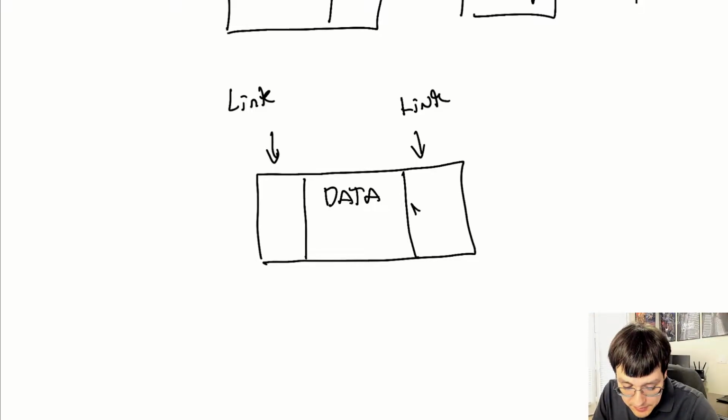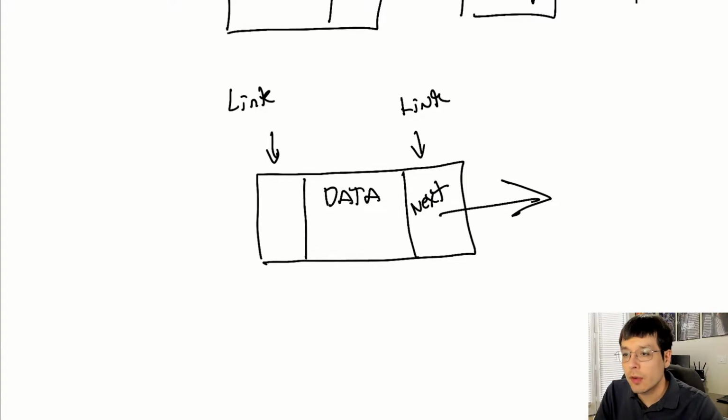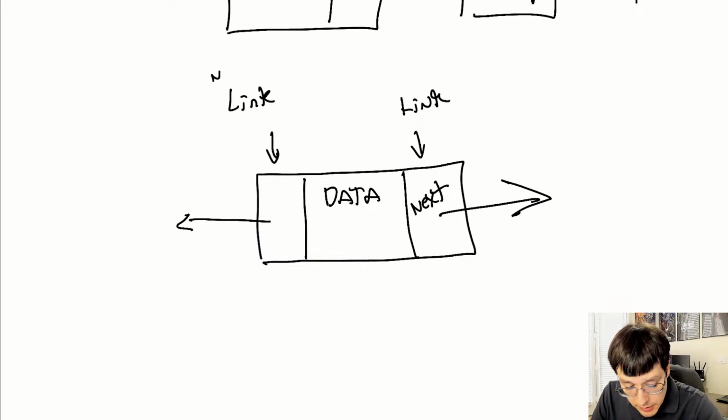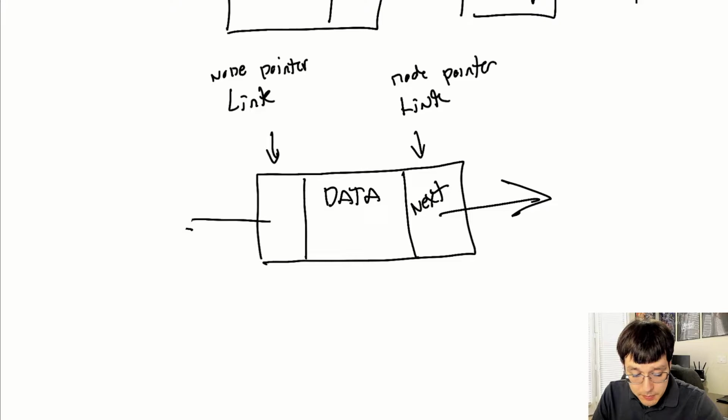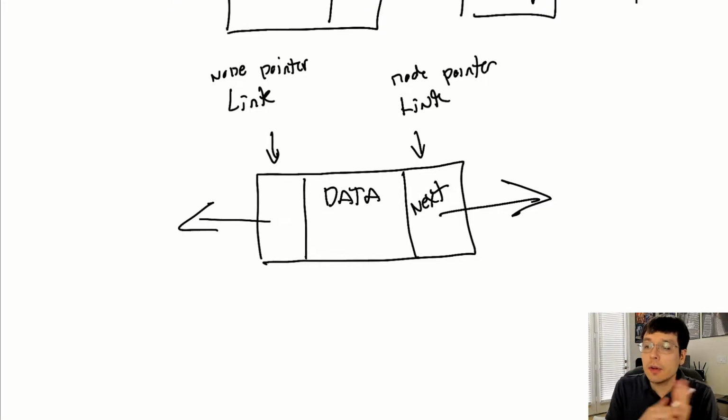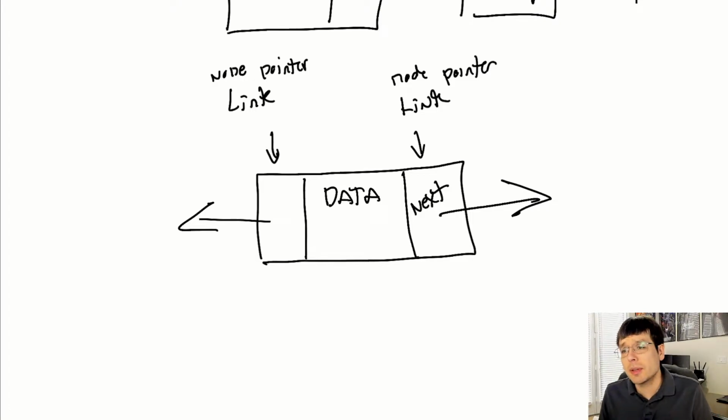On this side, I'm going to call this the next component, which is what we've been doing so far, pointing to the next node. But over here, this link component, which are both pointers, both node type pointers, is going to, guess what, point to the node before it. And so now you can go in both directions. And that's really all there is to it. That's it. That's a doubly linked list. Four minutes in the video, we're done.